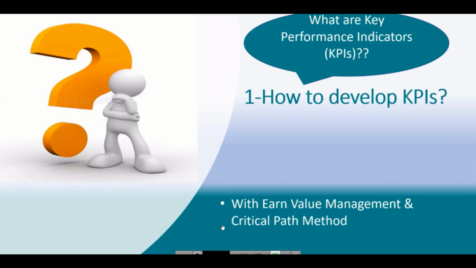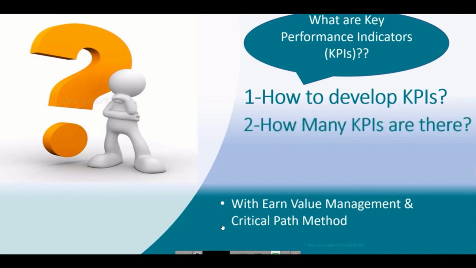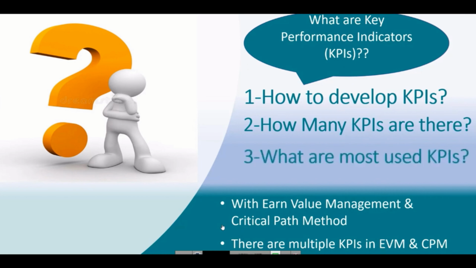So we need to develop the KPIs from them, earned value management and critical path method. And our data source, which is Primavera, also applies both the techniques in its engine. How many KPIs are there? There are multiple KPIs in EVM and CPM, so we need to find out what KPIs we need, so that we can go to that destination and develop those KPIs in our data model.